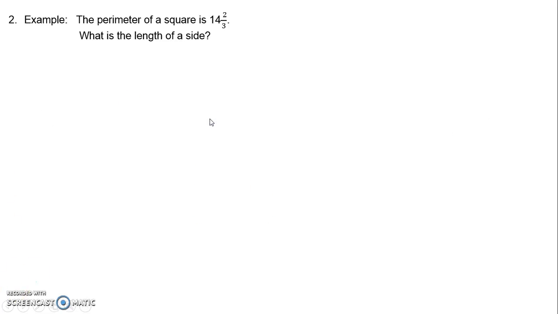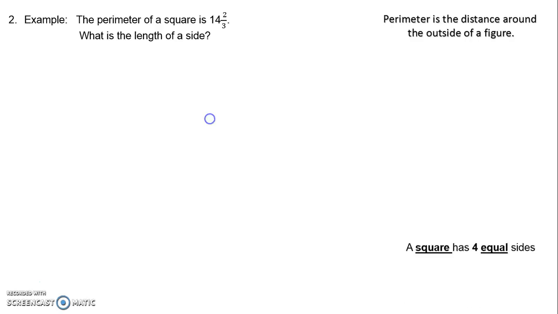All right, now let's look at the actual problem. So it says the perimeter of a square is 14 and 2/3. What is the length of a side on that square? So first of all, you remember perimeter is the distance around the outside of a figure. A square has 4 equal sides.